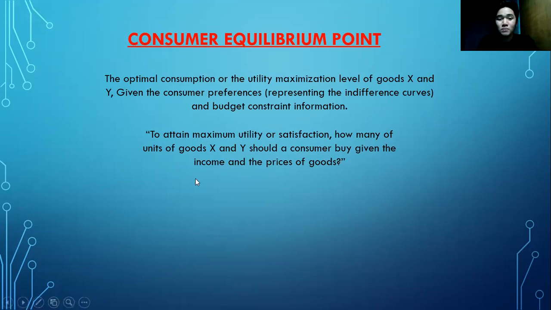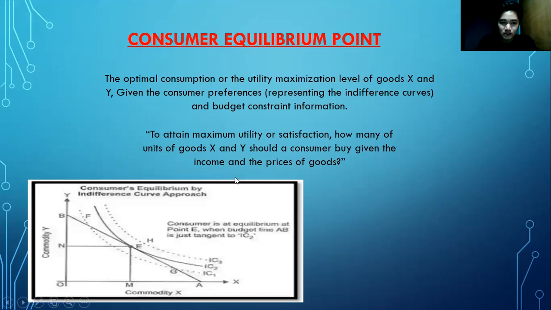So, ibig sabihin, present yung income or kinoconsider natin yung pinaka-income or yung pinaka-budget na meron tayo at yung presyo ng goods, ilan yung pinakakaya mong bilhin na good X and good Y para masabi mo na na-maximize mo yung satisfaction or utility na gusto mong ma-receive. Okay? So, yun ang sinasagot ni consumer equilibrium point.